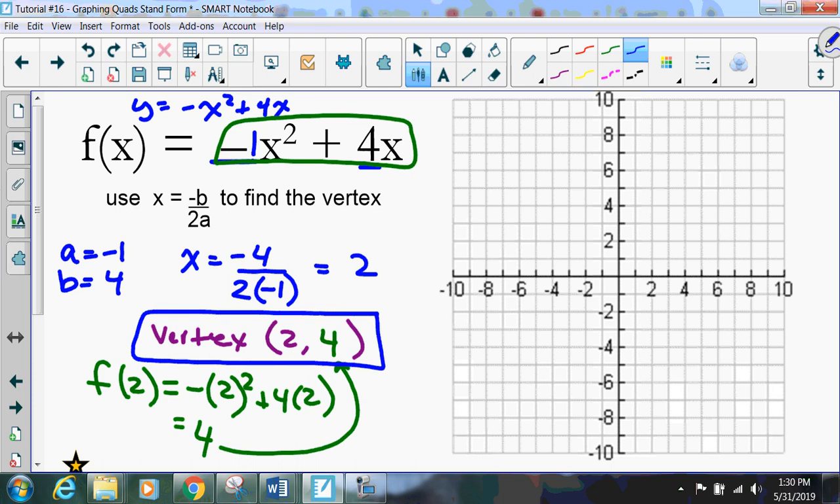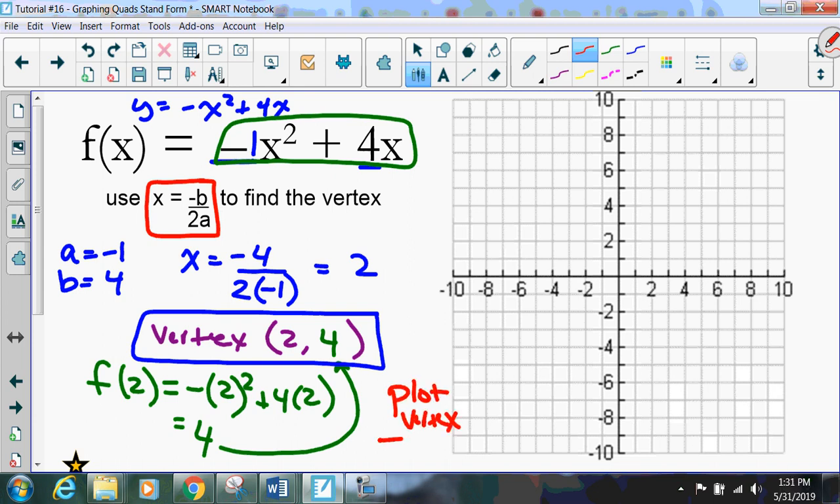So I want you to know that when we're graphing in standard form, we are going to start with finding the vertex. We are going to use this formula to find the x part of our vertex, which we did, and we used that formula to find that 2. And then we're going to plug in the 2 for x to find f of 2, which is just a fancy way of saying, hey, what's y when x is equal to 2? And then after we do that, the second thing we're going to do is plot the vertex.